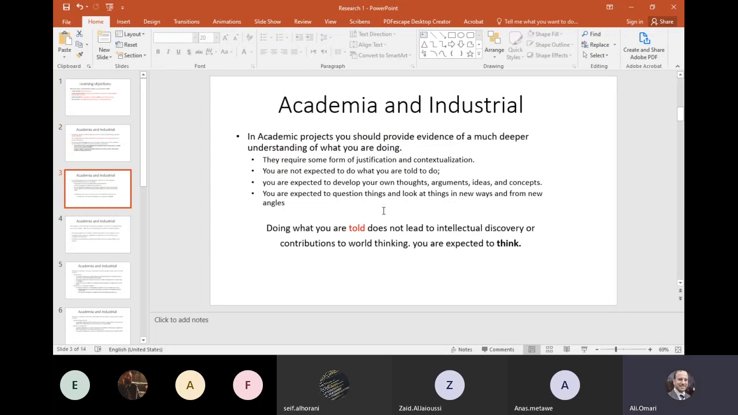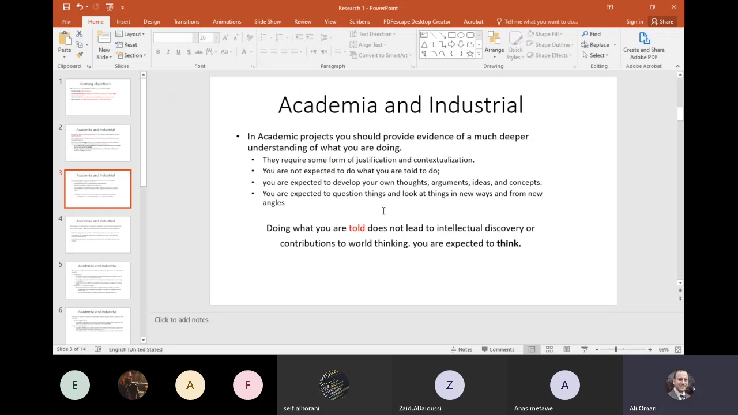In the academic project, you must provide much deeper evidence, and you must show understanding of what you are doing. That's why these projects require justification, and you are expected to do more than what you are told. Also, you are expected to develop your own thought, argument, idea, and concept.